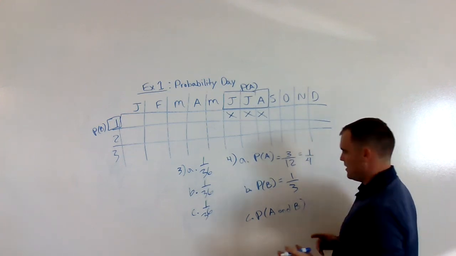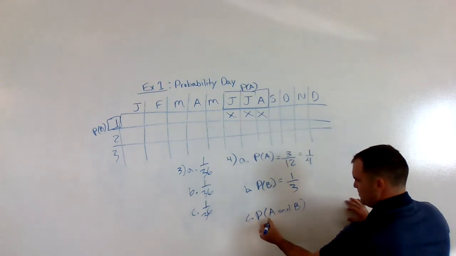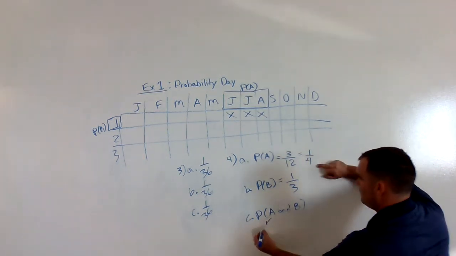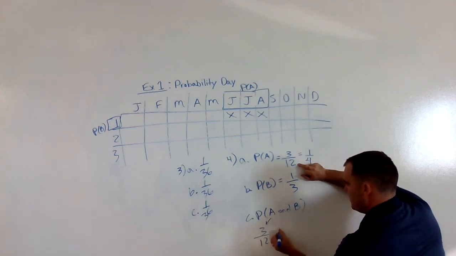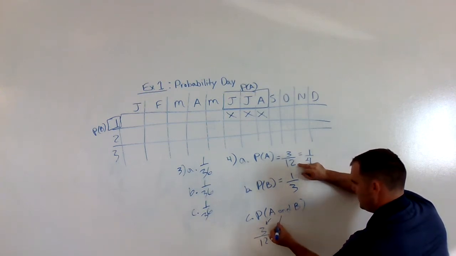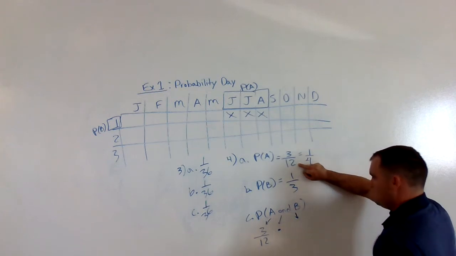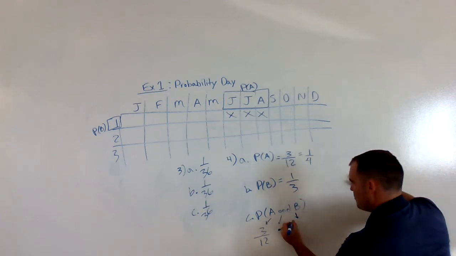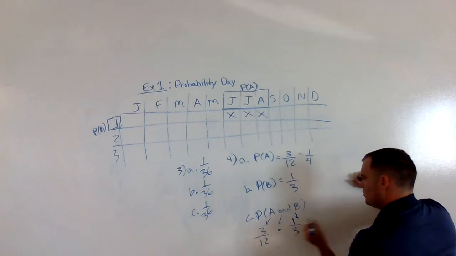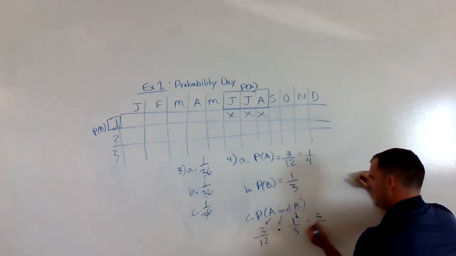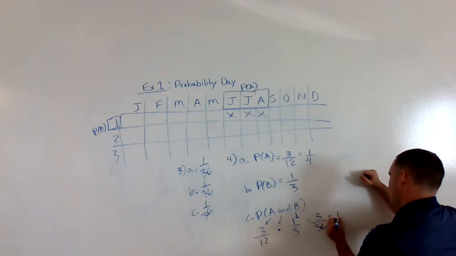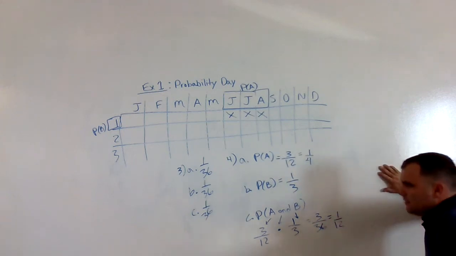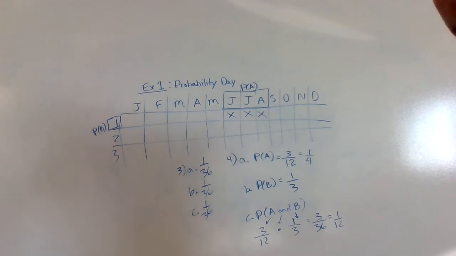Okay, another way that you can check this, though, check this out. What is the probability of A? The probability of A was 3/12. Okay, and remember, and is multiplication. And B, what's the probability of B happening? 1/3. If you multiply those two, that's going to also give you 3/36. Or 1/12 would also work. All right, so and is always multiplication.